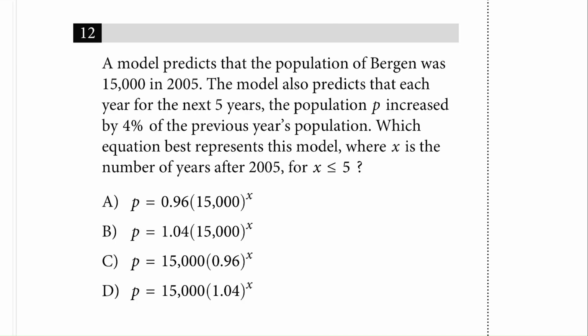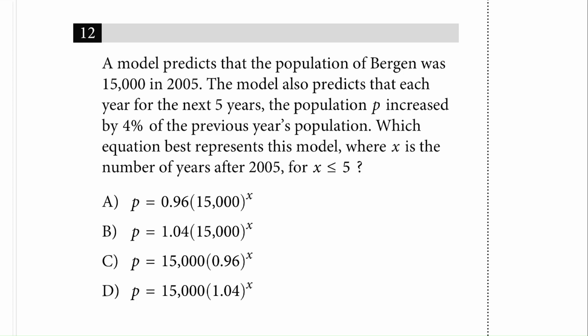A model predicts that the population of Bergen was 15,000 in 2005. The model also predicts that each year for the next 5 years, the population P increased by 4% of the previous year's population. Which equation best represents this model, where x is the number of years after 2005, for x less than or equal to 5?